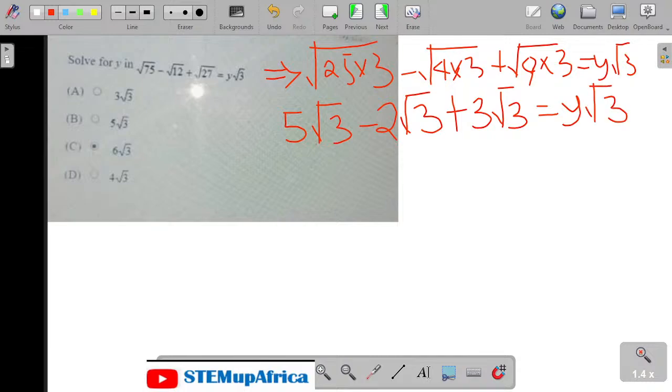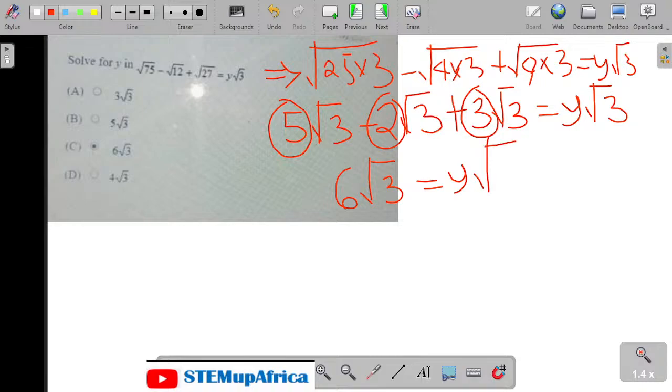So the root 3 here on the left hand side is serving as a constant. So we don't need to add them when we are doing the addition or subtraction operation. All I need to do is to focus on the numbers, the constants, here: 5, 2, and 3, while the root 3 serves as a constant. So 5 minus 2 is 3. 3 plus 3 is 6. So I'm going to have 6 root 3 is equal to y root 3. If you have root 3 on both sides, you can leave it. So my y simply is 6.